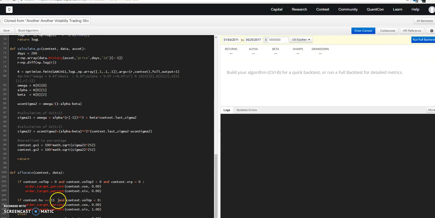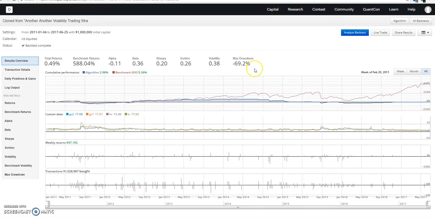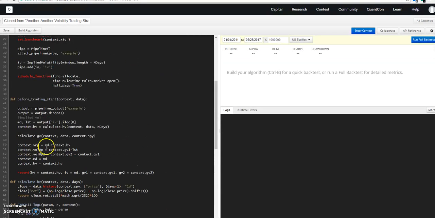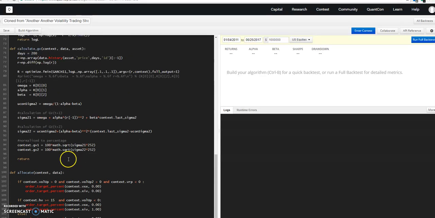So let's see, more than or equal to 15. And then at regular leverage, because I had it at 4. That was a kind of pointless study, but it's just showing how to play around with the model here. For IV, it's context.iv. For HV, it's context.hv. And then you put that in here and play around with it.